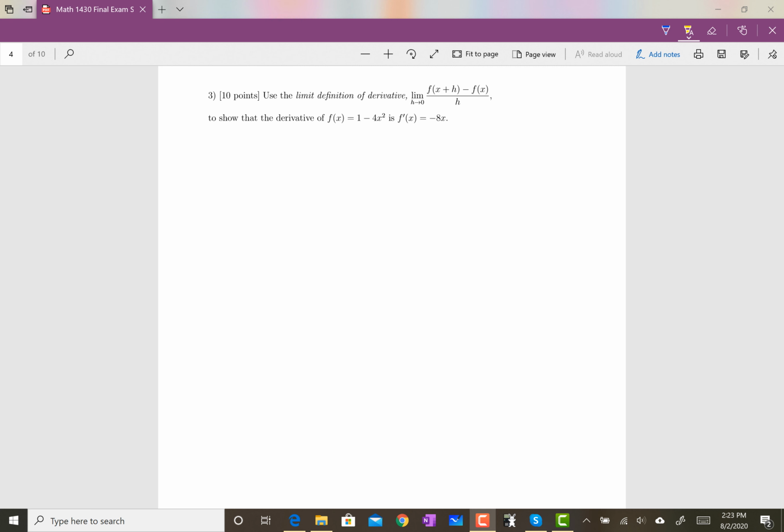So notice I'm not asking just to find the derivative of this function. If I was, you could use your quick derivative rules and very fast find a solution of negative 8x. Instead, I am asking you to use the limit definition of derivative. This is sometimes also simply worded, use the limit definition. As soon as you see definition together with either limit or derivative, then you know you need to use the equation that we see given here.